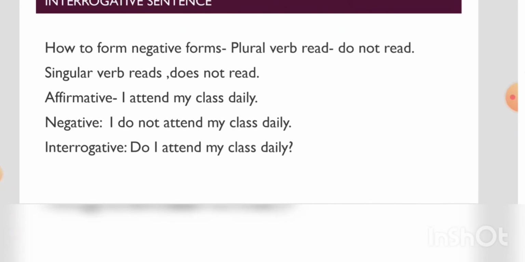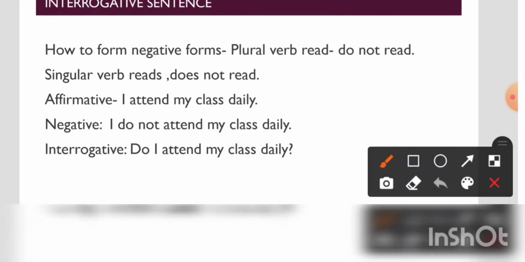How to make affirmative sentence, negative sentence, and interrogative sentence in present simple tense? First of all, let me tell you about the negative forms. Plural verb "read" is converted into "do not read." And singular verb "reads" is converted into "does not read." Some students write "does not reads." That is wrong. We write the first form of the verb after does not or do not.